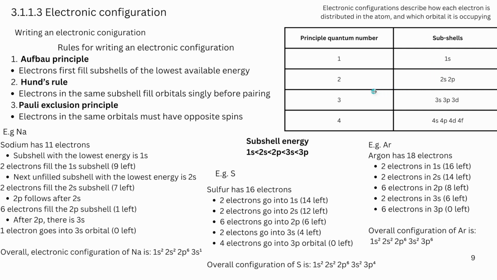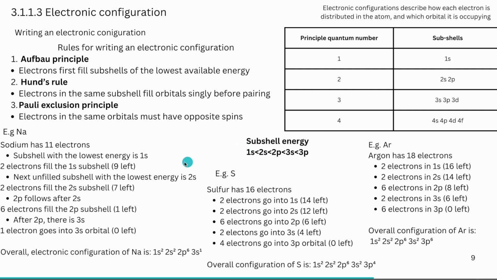Second energy level has 2 subshells, 2s and 2p. And third energy level has 3 subshells, 3s, 3p, and 3d. According to the Aufbau principle, electrons first fill subshells of the lowest available energy. And so 1s has the lowest associated energy, so it is filled first, followed by 2s, then 2p, then 3s, 3p, and so on. And so the order of the associated energies is this: 1s, 2s, 2p, 3s, 3p for the first 5 subshells.